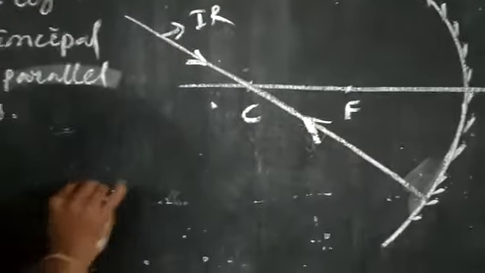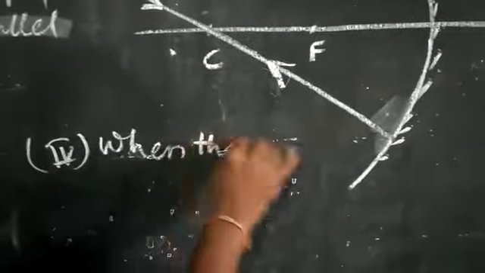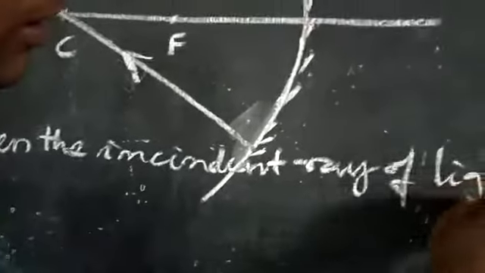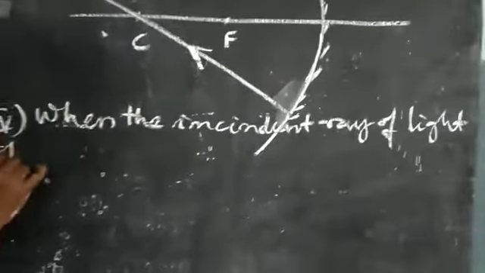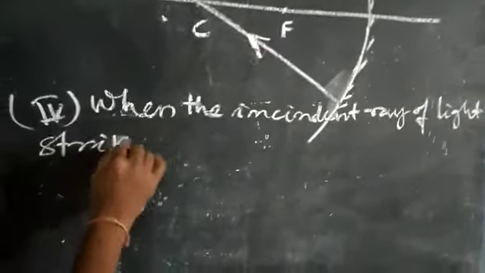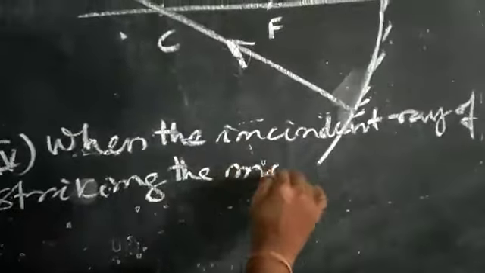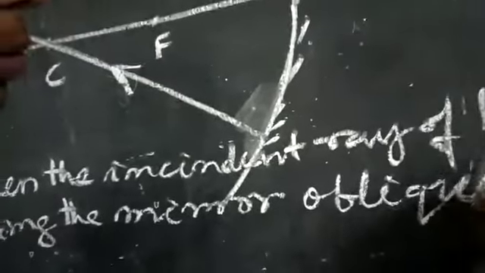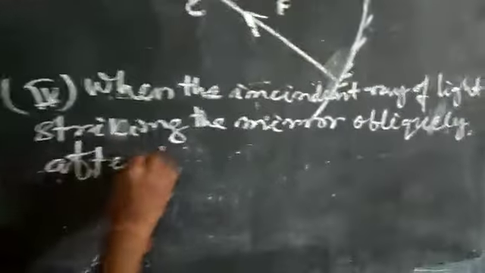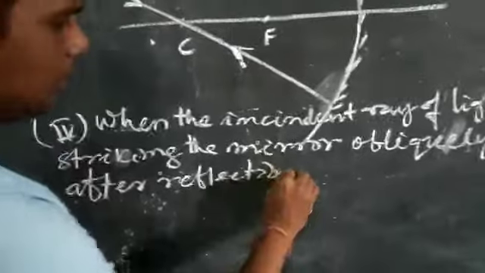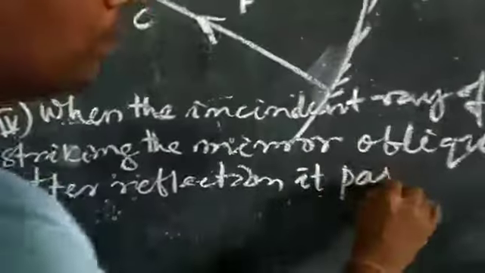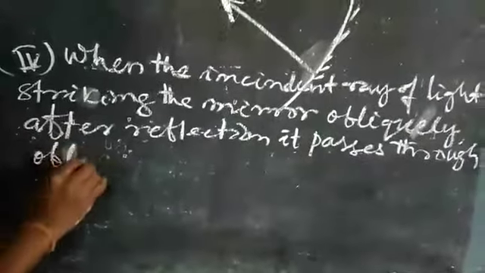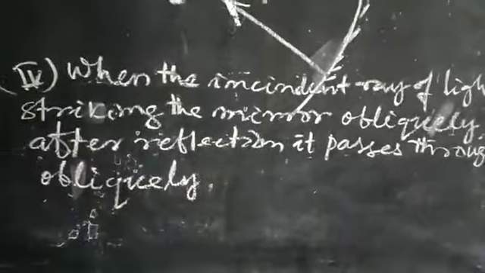And the last one is rule number 4. When the incident ray of light strikes the mirror obliquely, after reflection it goes off obliquely. Clear? This is the last rule.